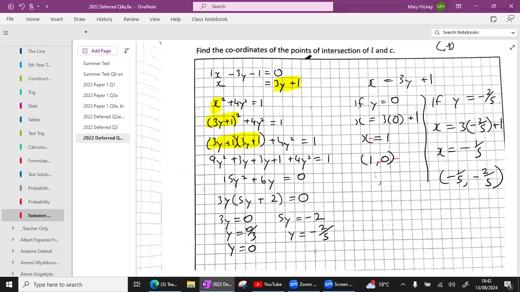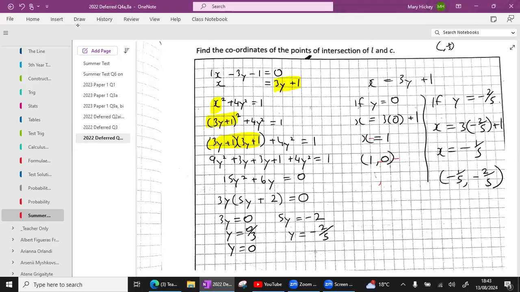Just going to double check now, just because they are fractions. I just want to check that I have the correct answer there. Just checking my exam papers here. So deferred 2022 question 4, wasn't it? I just see there now.